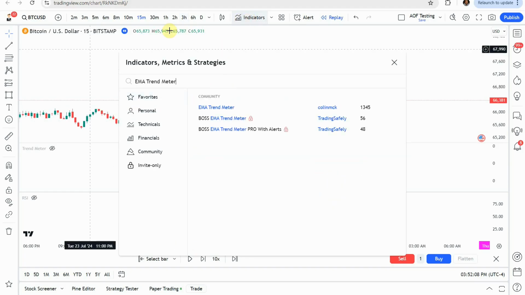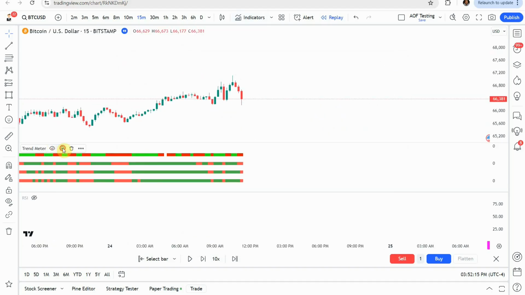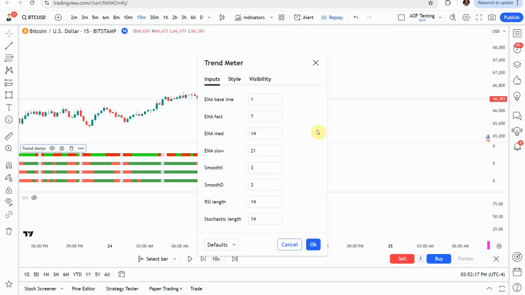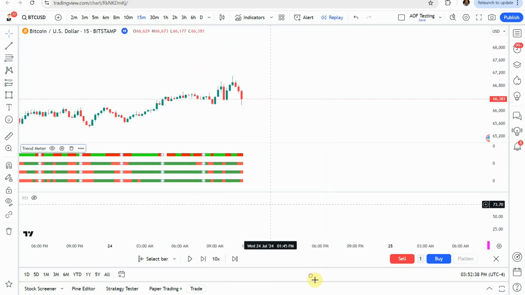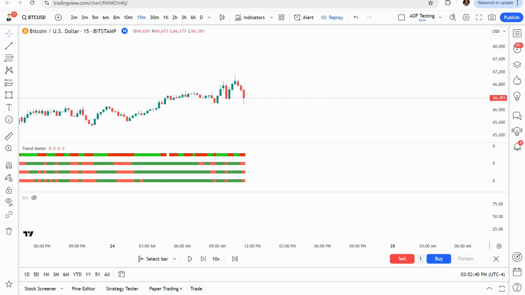The first indicator we will add to the screen is going to be the EMA trend meter, this one right here. Go ahead and click on that and add it to the screen, and we'll jump into the settings of this. What we're going to do is go into the styles, and on this first shape selection right here, you're going to change the color 0 to green and the color 1 to red, and click OK. Everything else stays the same.